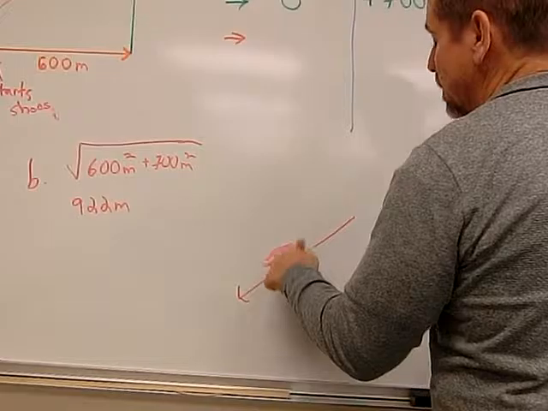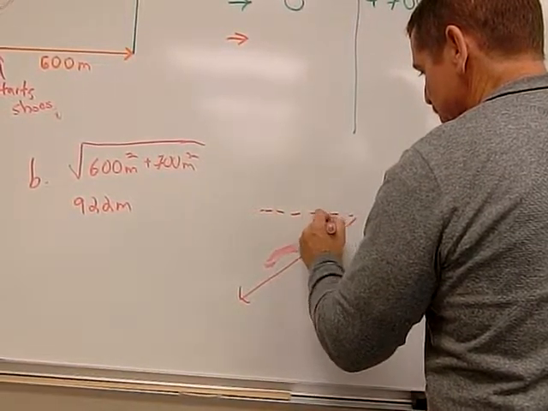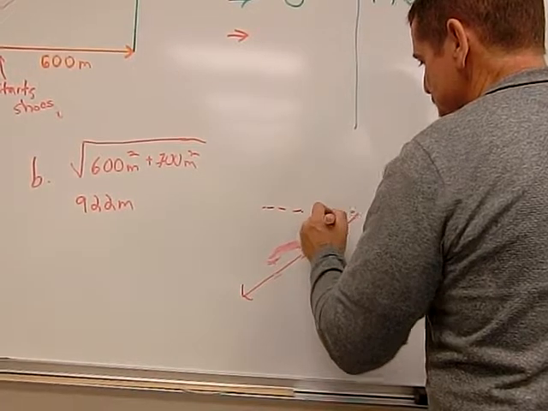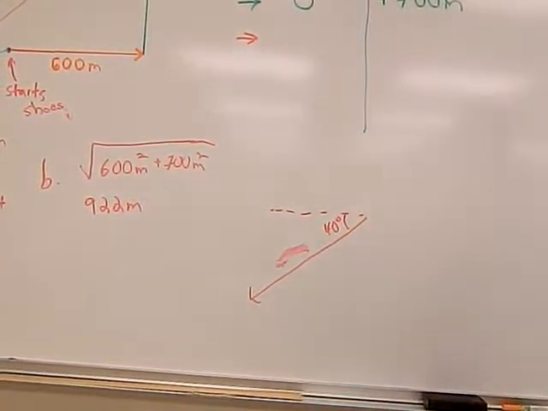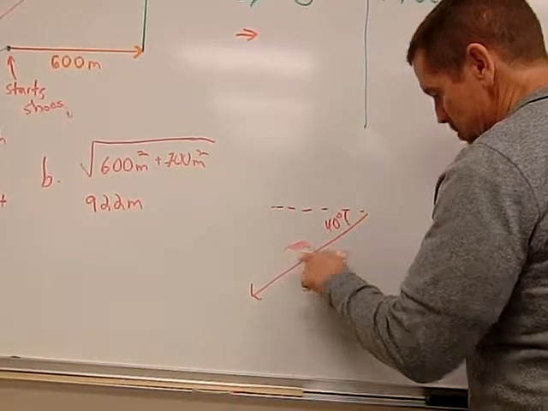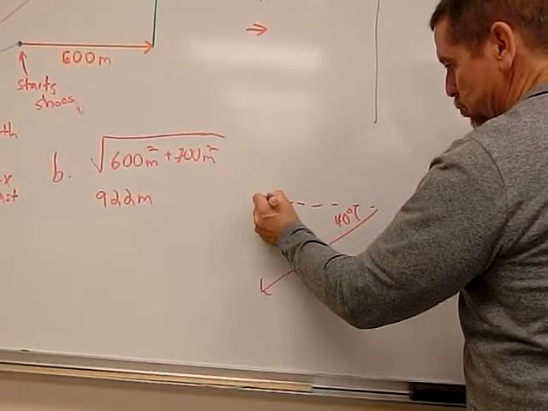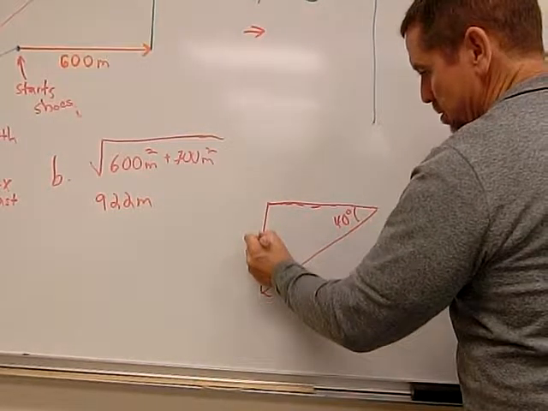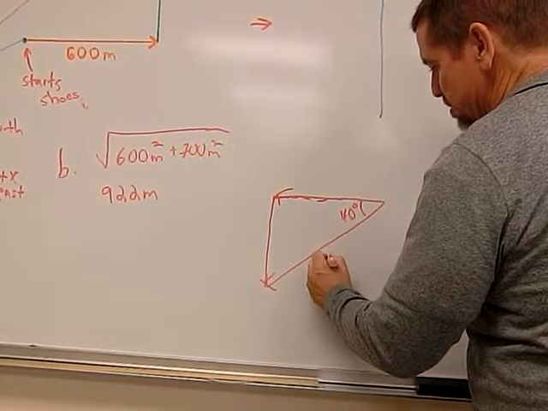I'm going to draw it. It's this angle that we know. This angle is 40 degrees because we tell you it's 40 degrees south of due west. So since it's that angle that we know, I want to draw this triangle. And so this is the 1400 meters.